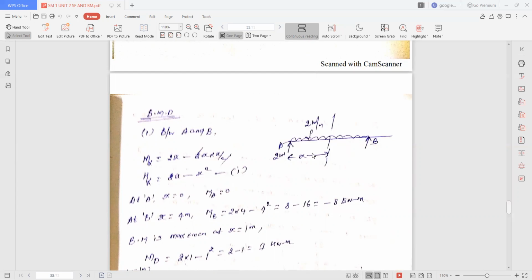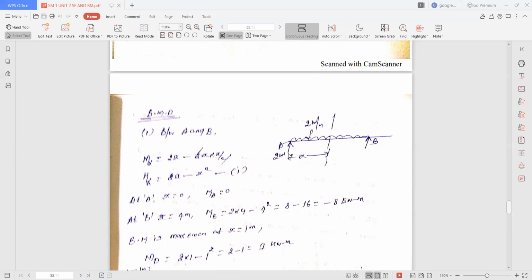load into distance. When you are considering shear force, take the section and just add only the load. When you are taking bending moment, just consider the section and add all the load into distance, all the moments. So Mx equals 2x minus x square.